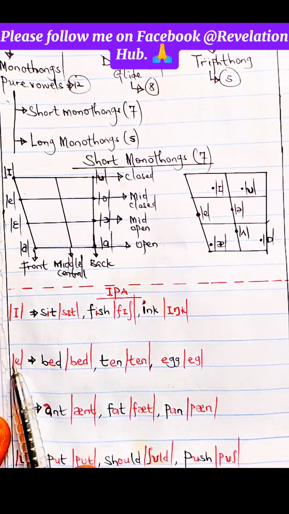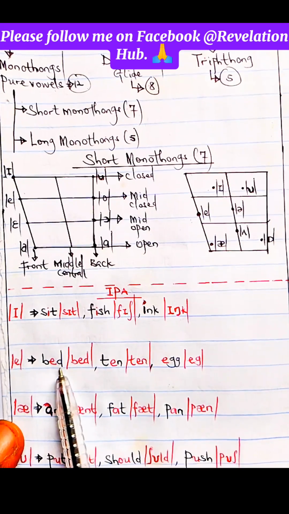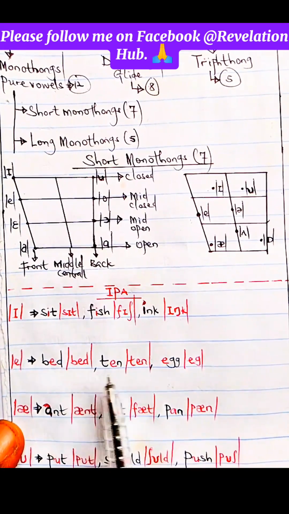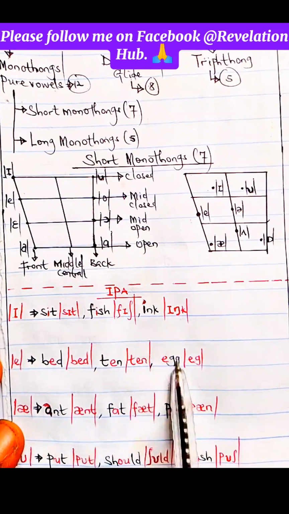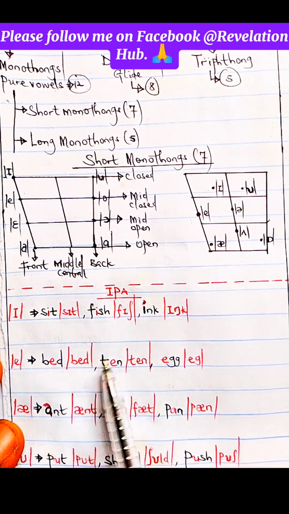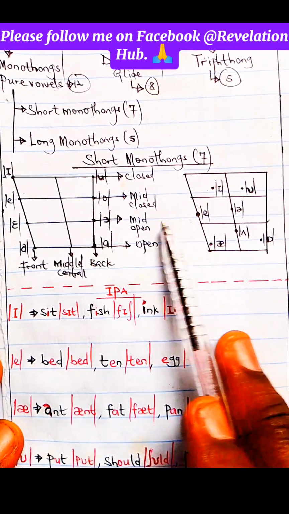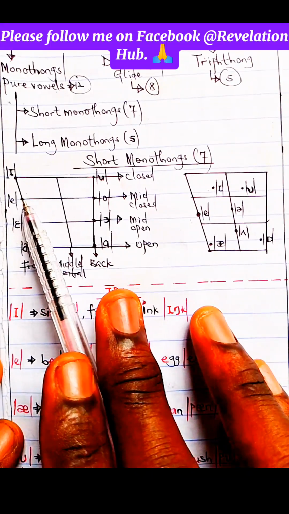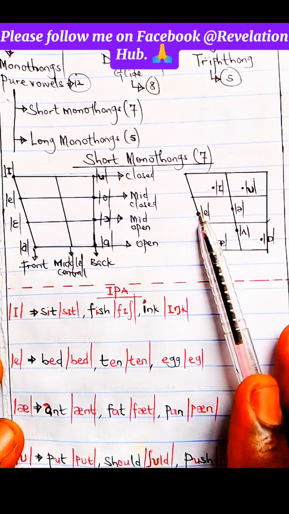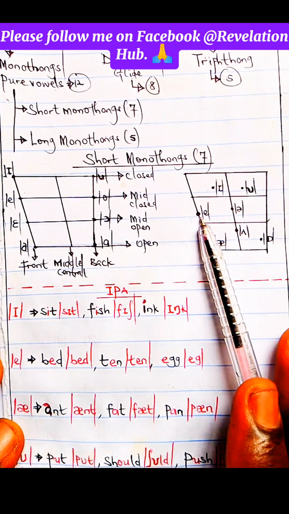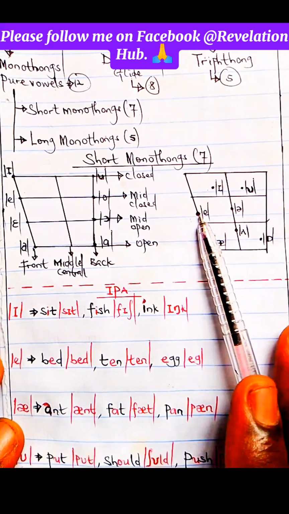So the next one we have is the short E sound. For example, we have bed, ten, egg. These are all the short E sound. Now, the short E sound looks so much like this sound here. It is produced by the front part of our tongue. It's the front part of the tongue that produces the short E sound.